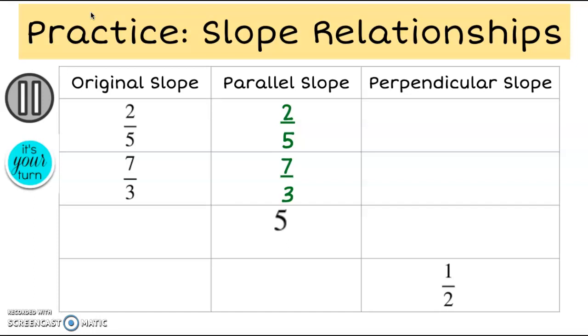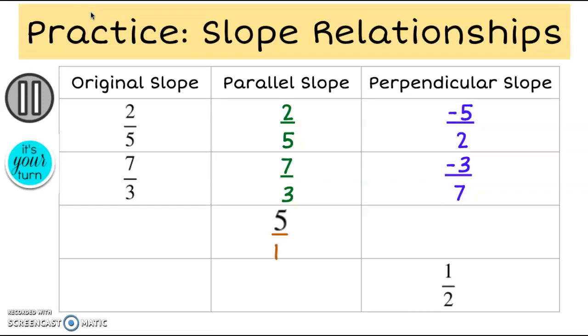The first one becomes 5/2, and it is now negative. This is also true for 7/3. It becomes 3/7, but is negative. In the next row, we should be more careful. We want slope to be a fraction, so we can put a 1 under the 5.